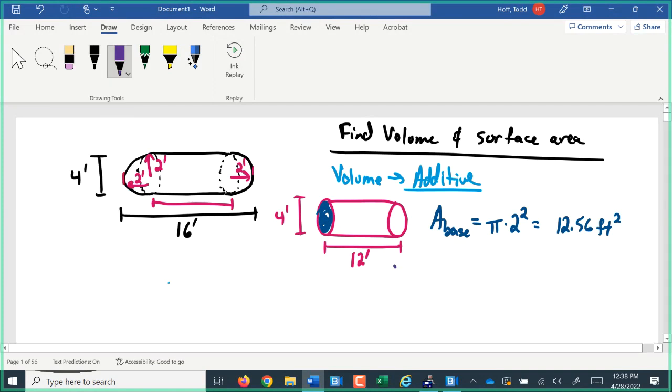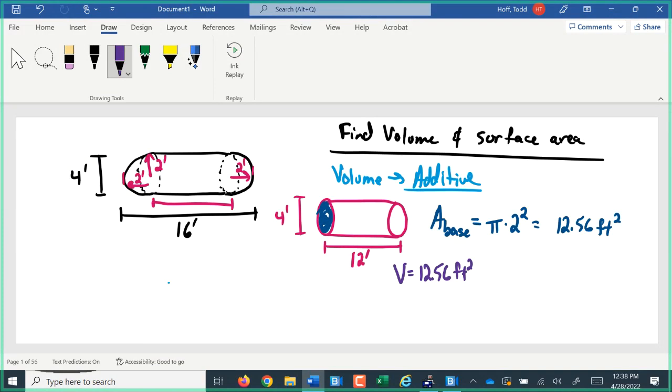What do we do with that then to find the volume? Times what? Volume is area of the base times the height, their length, 12 feet, right? What is that, 150.72? Yep. Cubic feet.